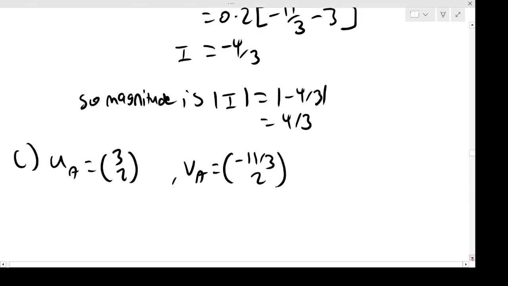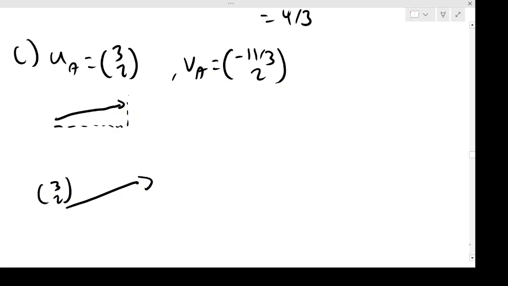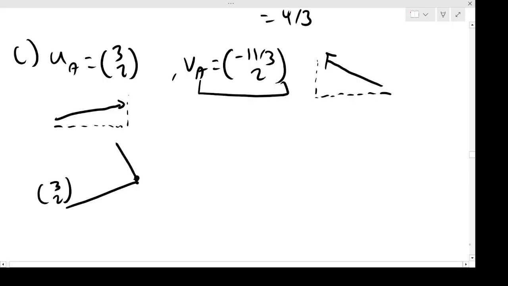So roughly, UA, okay, that's telling me I'm going to go 3 to the right and then 2 up. So that's what my initial velocity is going to look like. Then afterwards, we're going to go to the left by 11/3, something like that, right? And then upwards by 2. So that's what my vector is going to look like there, okay? So overall, that's what my trajectory is going to look like, okay?